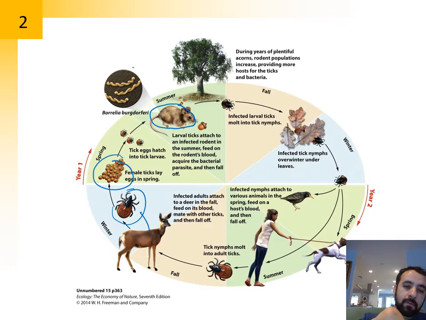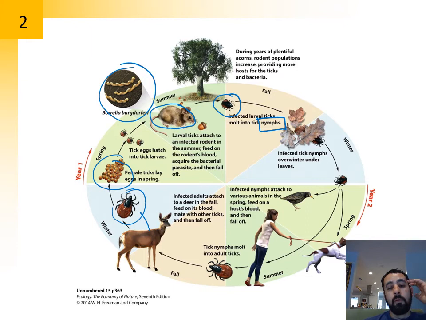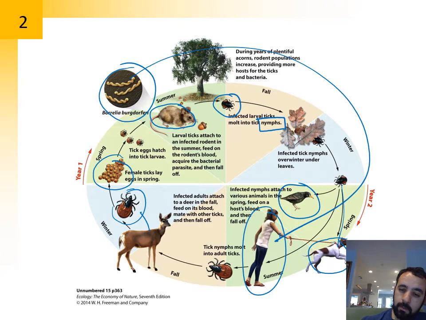burgdorferi. Ooh, huge mouthful there. It's the bacteria that causes Lyme disease. Once they acquire that blood meal, they can molt, change their skin, and grow to the next stage of their life. You went from baby tick to teenager tick, and teenager ticks get the name of nymphs. And with that blood meal, they can survive the fall and the winter. They overwinter under the leaves, and eventually they can bite onto other things, like dogs, birds, and humans, and at that point this bacteria can infect the host. And that's a big problem.